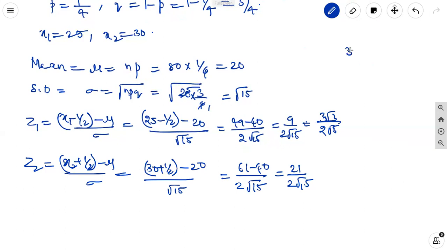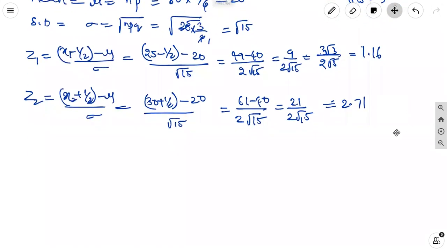Why? Because 3 threes are 9. Root 15 means root 3 into root 5. 1 root 3 here, 1 root 3. So after the simplification of 3 root 3, that is 1.16 is the Z1 value. Z2 value is 2.71. By using the calculator, we can calculate that one.